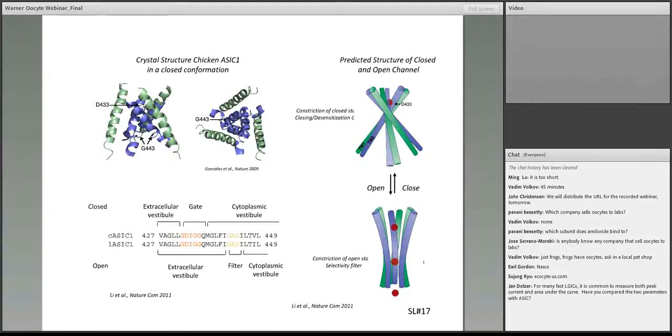From the data in the previous slide, we can reconstruct the architecture of the pore in the closed and the open states. These results were again in agreement with the crystal structure published recently. We can see there how the transmembrane domains adopt different conformations.